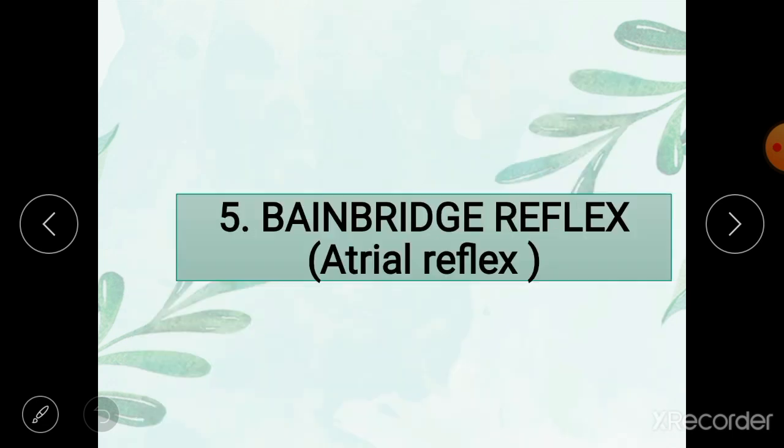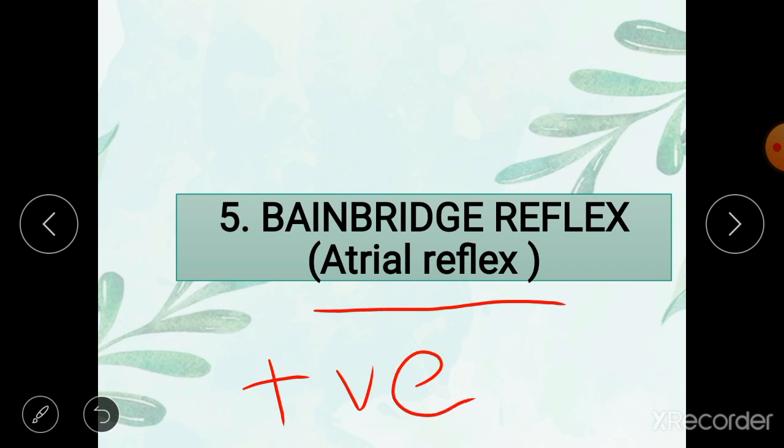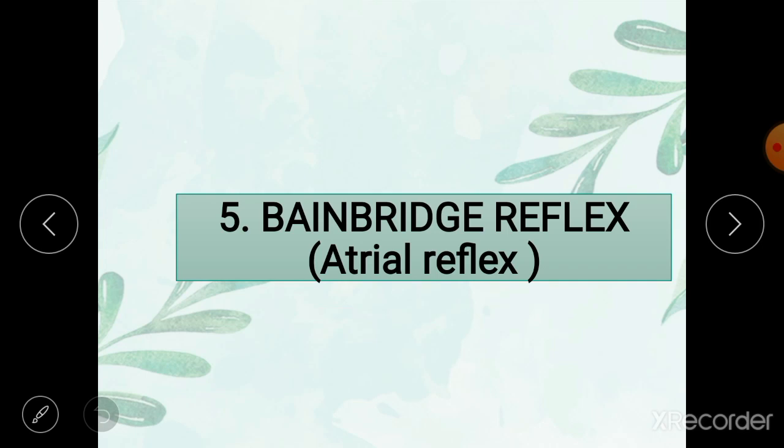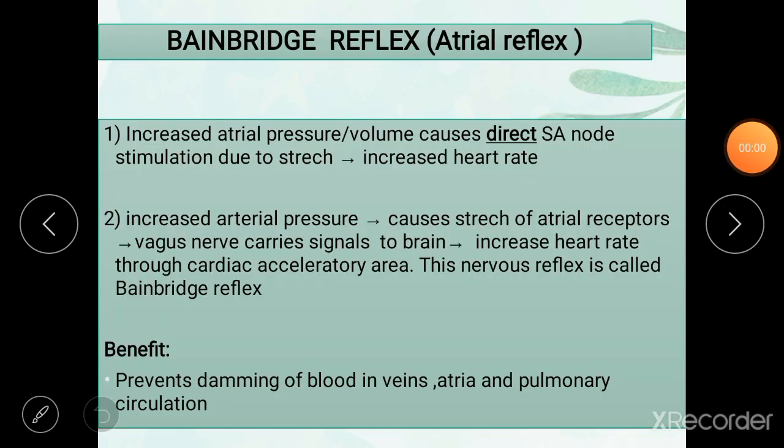Next we have the Bainbridge reflex. It is also known as the atrial reflex. It is different from the reflexes we have previously studied because this is a positive feedback. This is a positive feedback, while previously we have studied all the reflexes which were negative feedback regulated. This Bainbridge reflex is regulated by positive feedback. Now how this happens, let us study. So as I mentioned that Bainbridge reflex is a positive feedback reflex.